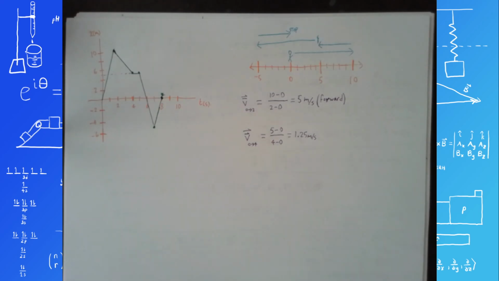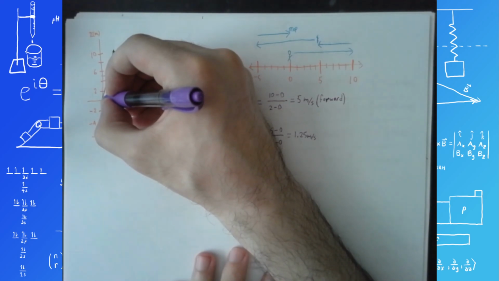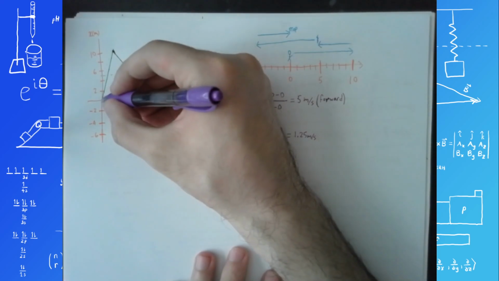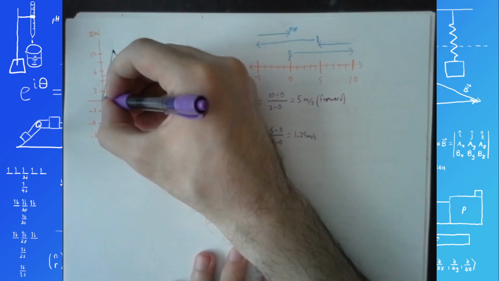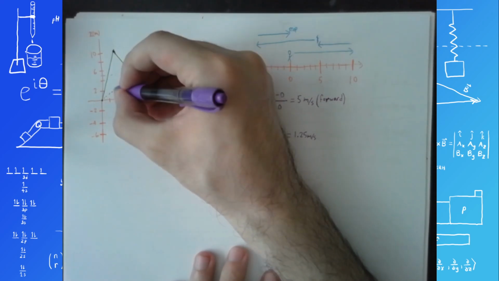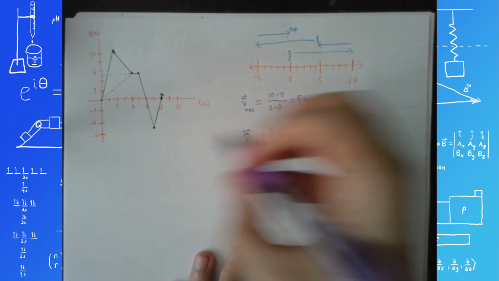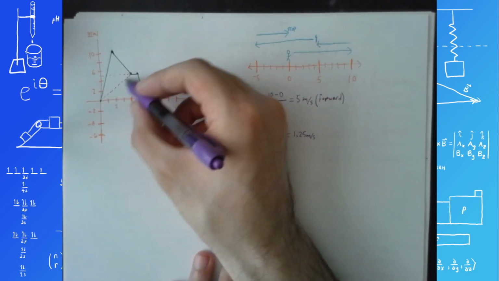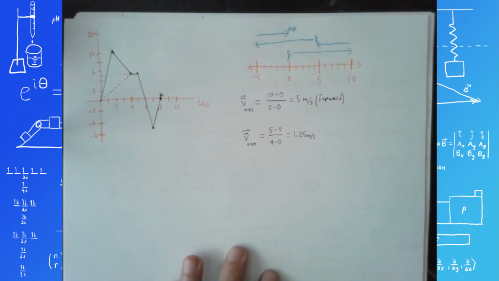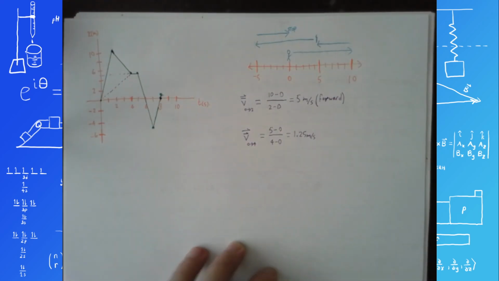Okay, well, where's the slope in this? Well, if this person had traveled directly from position 0 to position 5, then the graph would have looked like this. So 1.25 meters per second is the slope of this dotted line. If they had traveled directly from 0 to 5 over the course of 4 seconds, the slope of that dotted line would have been the average velocity.